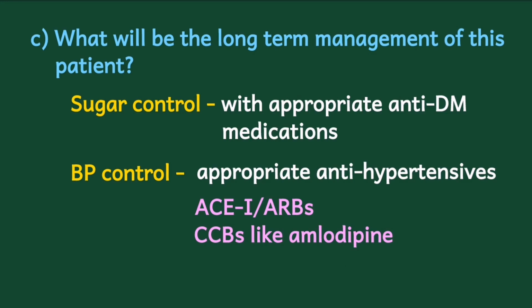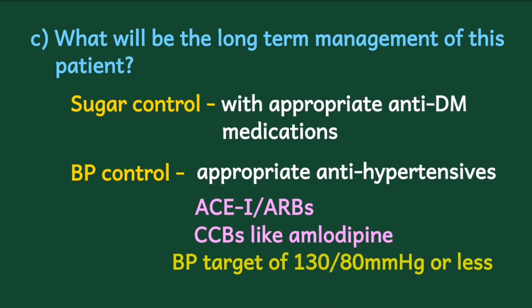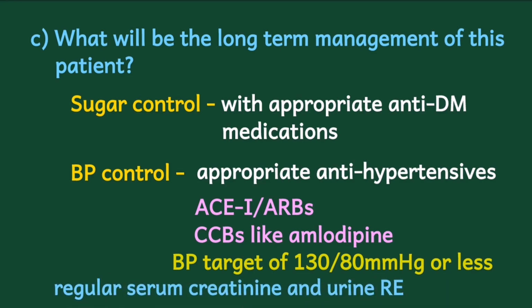And then we can also give calcium channel blockers like amlodipine. Amlodipine has been shown to improve the GFR. Now, in managing the blood pressure, for patients with diabetic nephropathy, the BP target is around 130 systolic over 80 diastolic or less. And then while doing all these, we can be monitoring the serum creatinine to see if the renal function is improving, and then we can be doing regular urine REs to see if the proteinuria is resolving.